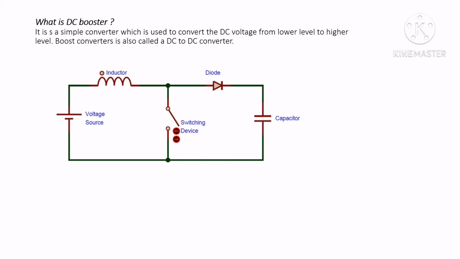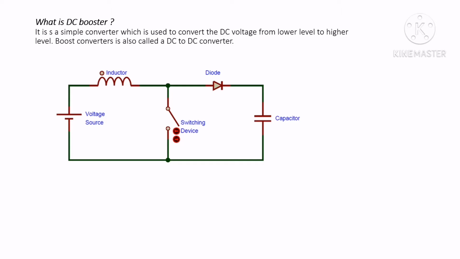So what is a DC booster exactly? It is a simple converter which is used to convert DC voltage from low level to higher level of voltage. Boost converter is also known as DC to DC converter.